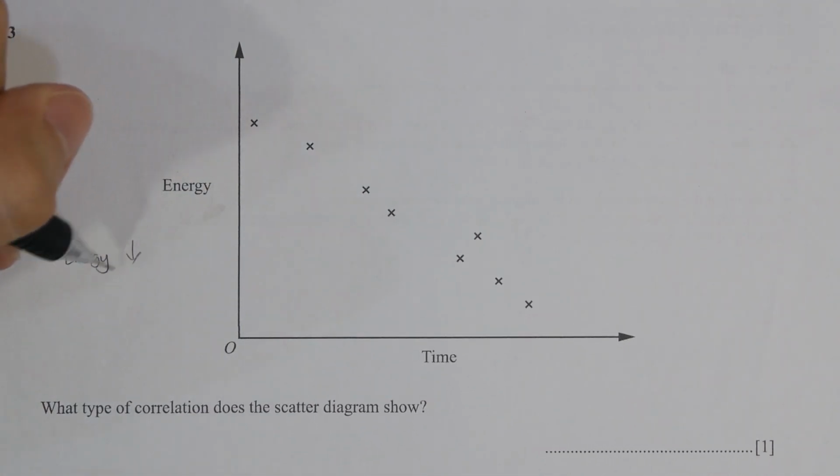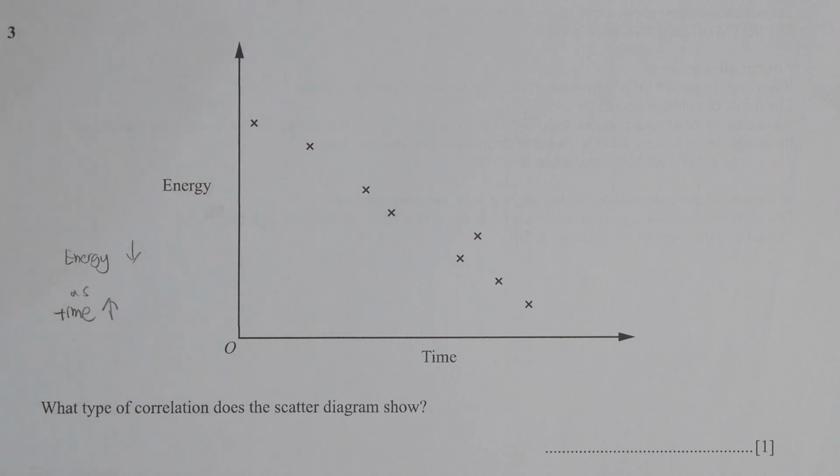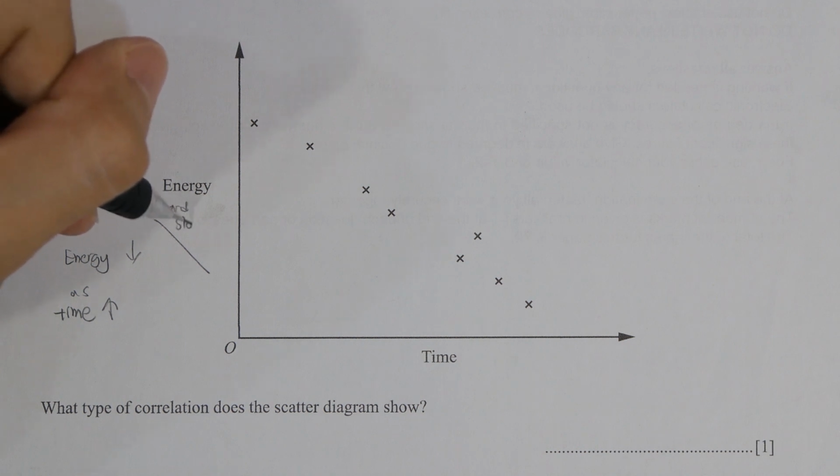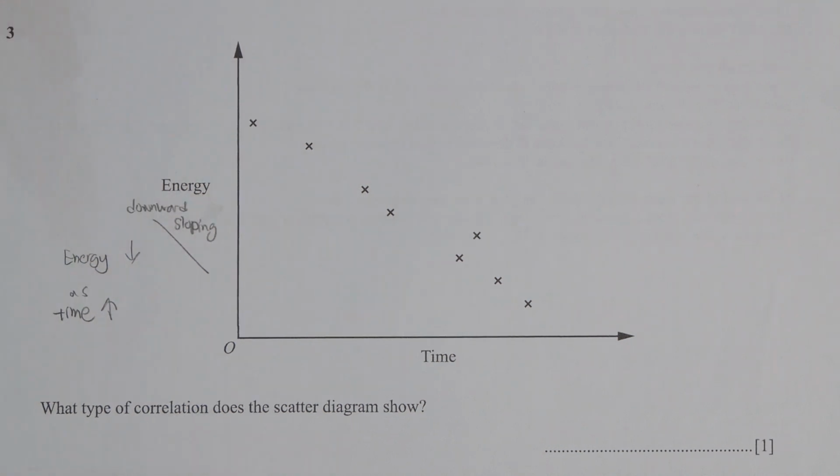Whereby for part 3, if we were to draw a line, it will show a downward sloping one. So the correlation will actually be negatively correlated.